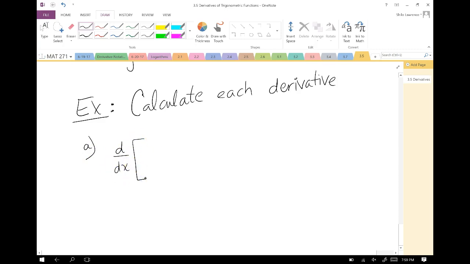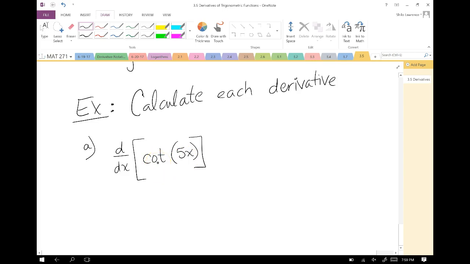We want to find the derivative for the cotangent of 5x. So our angle is not a single linear variable. It is linear, but it's not a single variable. It's 5x. So we've got to treat this as an inside and an outside. So the inside function is 5x. The outside function is cotangent.